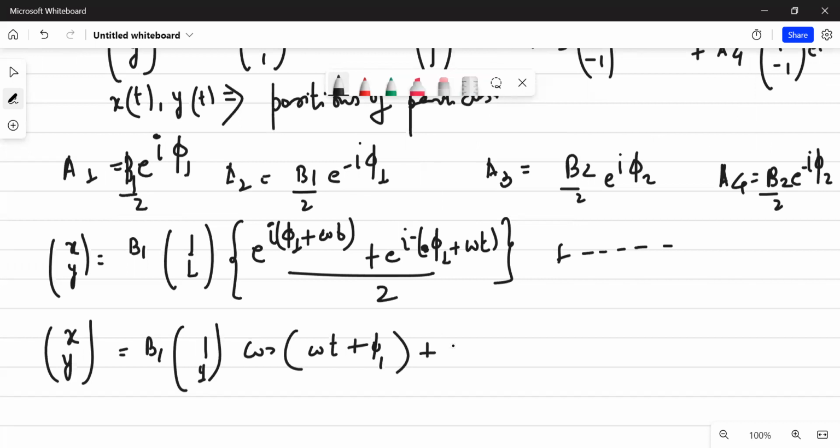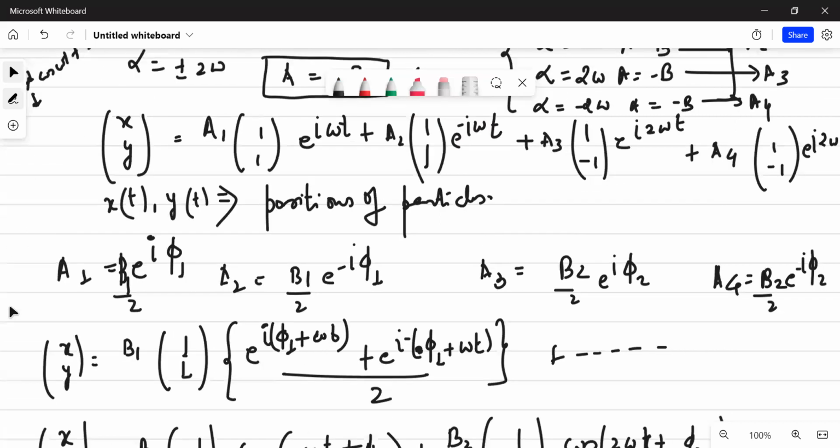And similarly, the last two brackets can be compactified and written as 1 comma minus 1, and you will get cos 2 omega t plus phi 2. See, again, the same solution. One of the modes is moving with 2 omega, the other mode is oscillating with omega. This is what you've got from the first solution.